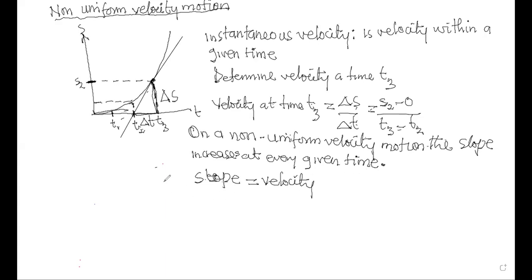All right. So the slope at t2 will be greater than t1. The slope at t3 will be greater than t2. The slope at t4 will be greater. So if the slope is increasing, then it means the velocity is increasing with time. Now, if the velocity is increasing with time, what can we say about the body?